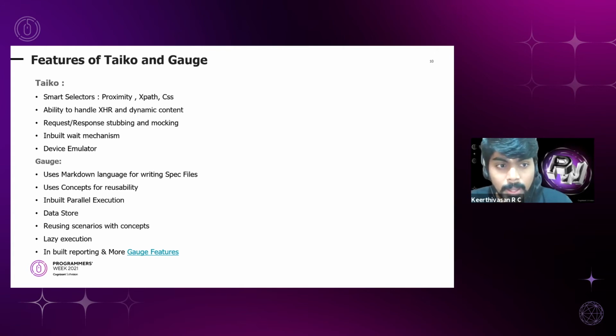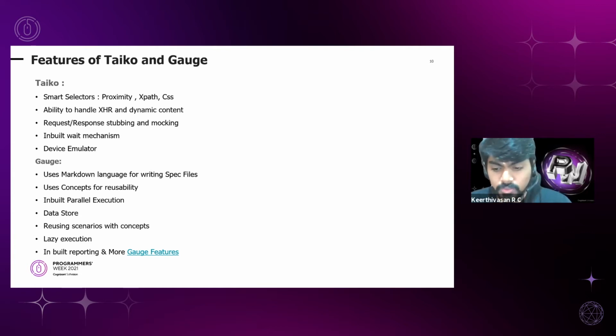And the ability to handle XHR and dynamic content, as I mentioned earlier, like in single page applications that have dynamic content loading asynchronously. Taiko has the inbuilt capacity to handle those things, and request and response stubbing and mocking. This comes in handy even when development is not complete, say if your UI is dependent on an API for some data. We can use this request response stubbing and mocking mechanism to test it out even before the API is completely developed, with this mock data.